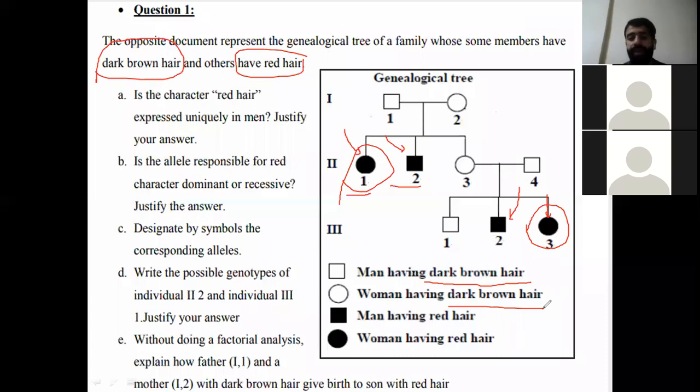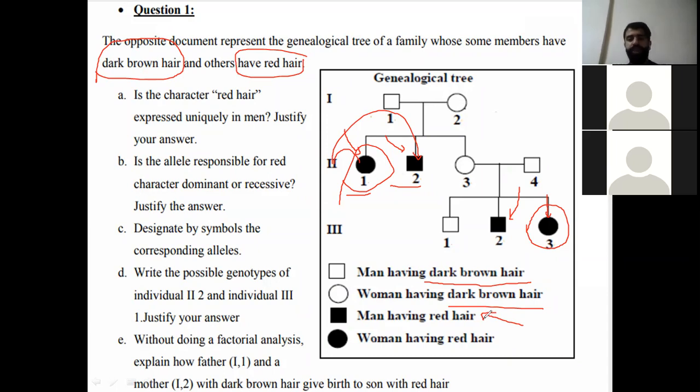You have to say what? I have to say since 1,1 and 1,2 they have dark brown hair, but they gave birth to individuals 2,1 and 2,2 that have red hair. So the allele of the red hair is recessive. It was masked in the parents. It's recessive with respect to the allele for the dark brown, which is the dominant.